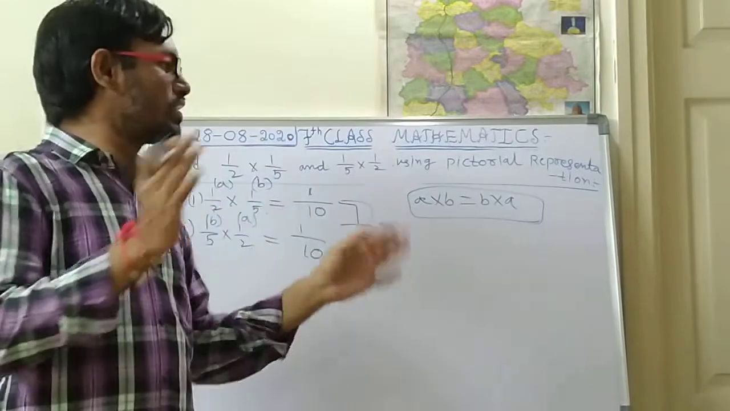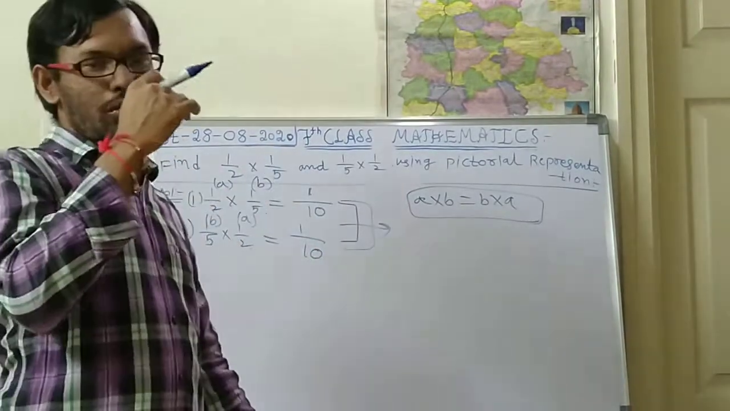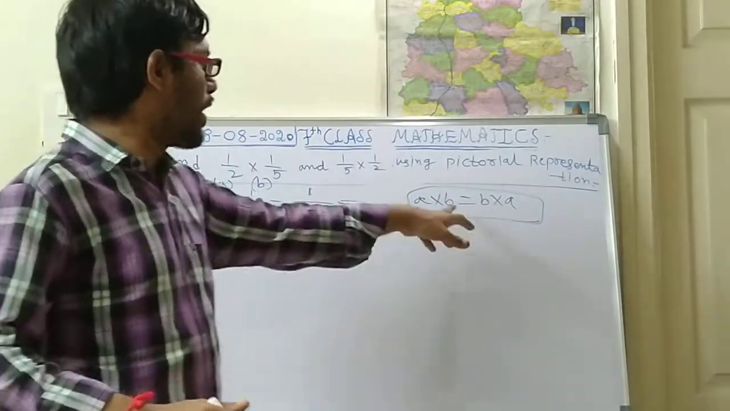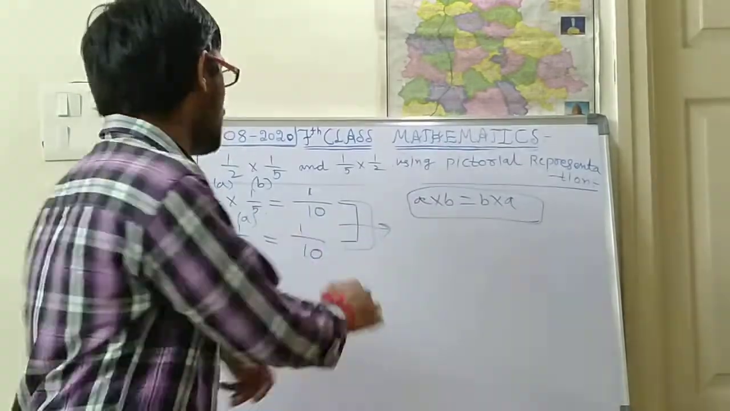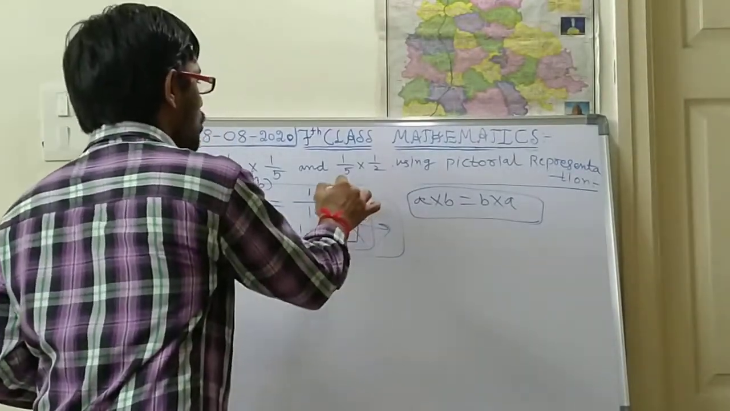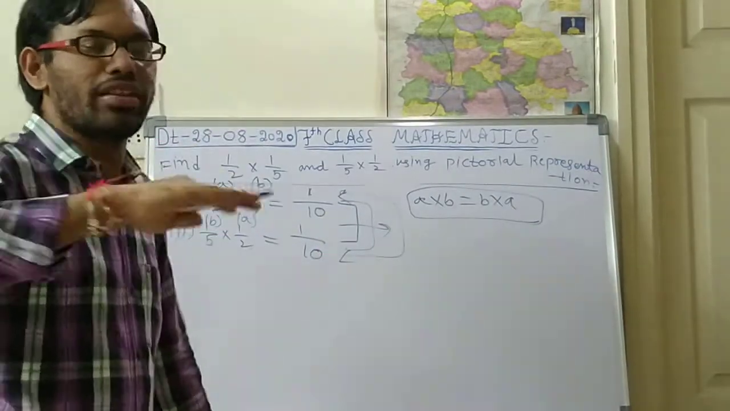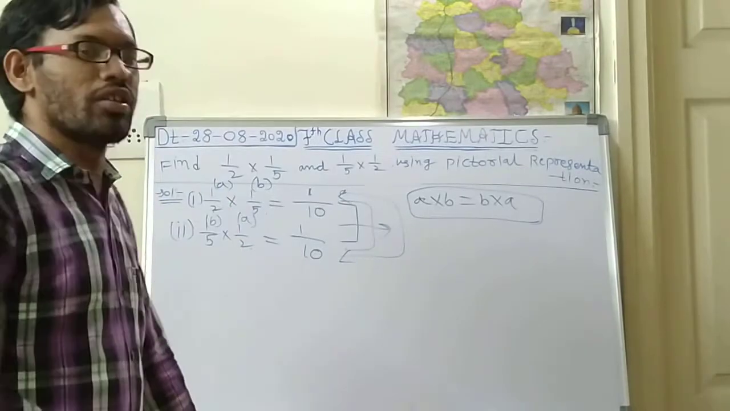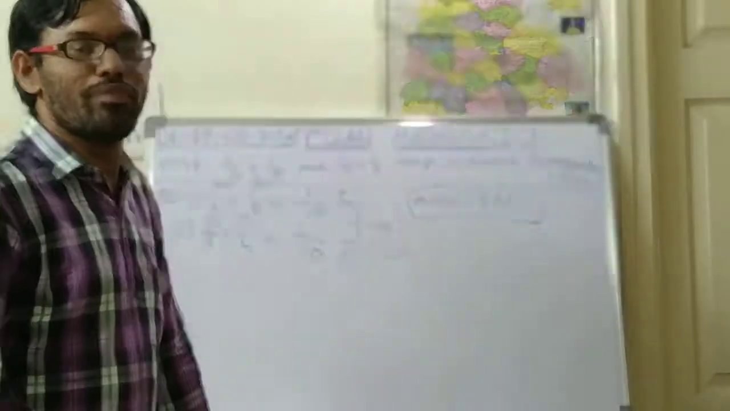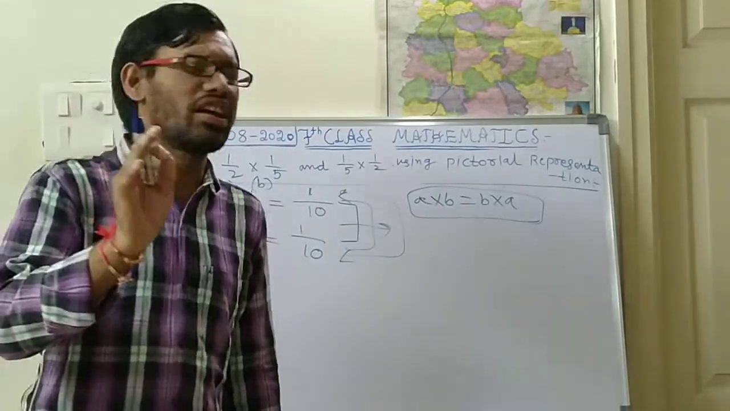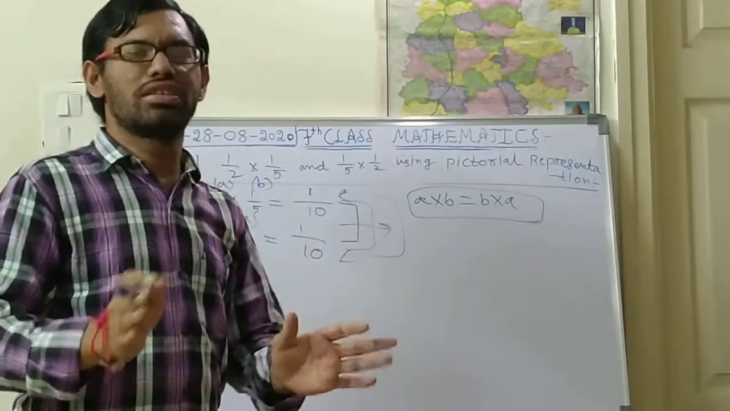So if we exchange the two same whole numbers or two same integers in multiplication, the result will be the same in both places. In the LHS part and in the RHS part, the result will be the same. So that is only the commutative property.